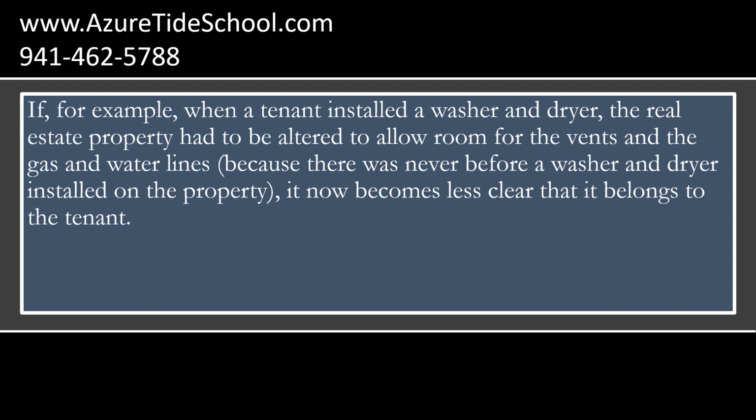If, for example, when a tenant installed a washer and dryer, the real estate property had to be altered to allow room for the vents and the gas lines and water lines, because there was never a washer and dryer there when the tenant moved in, it now becomes less clear that it belongs to the tenant.